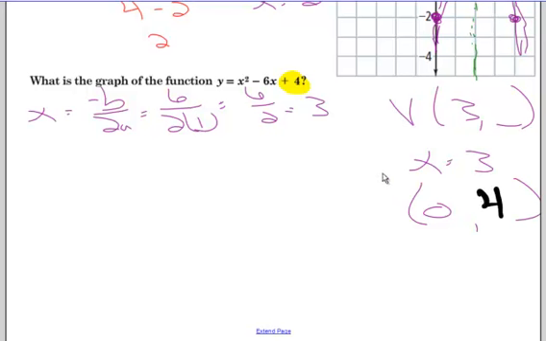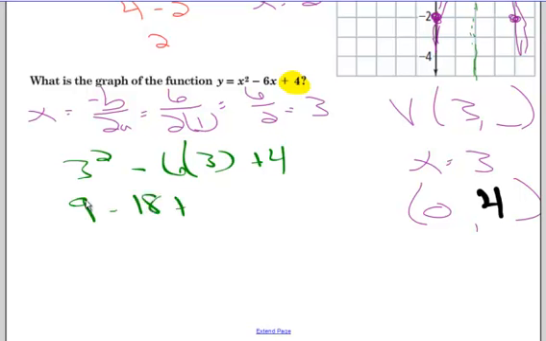So I have 4. So 0 gets paired with 4 is an additional point that we'll have. Alright, let's go ahead and plug that 3 in. 3 squared minus 6 times 3 plus 4. That's 9 minus 18 plus 4. These two are going to make negative 9 plus 4, so negative 5.